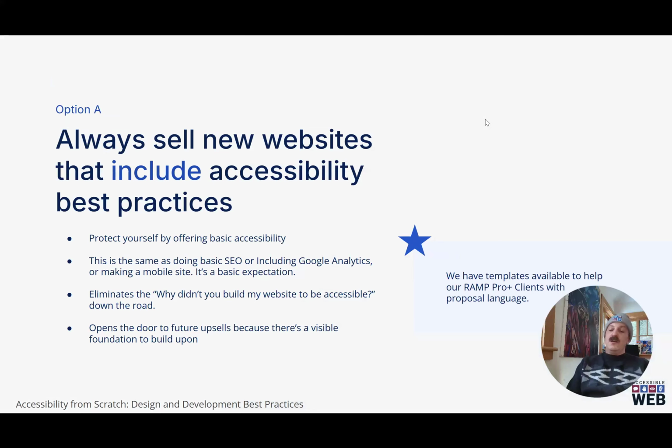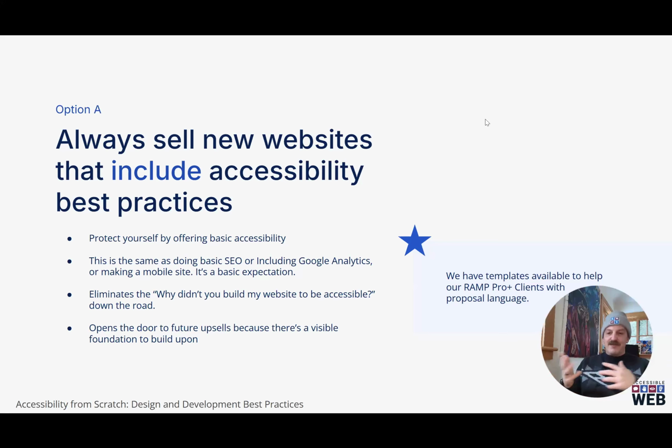All right, so there's two real options when you are quoting websites, when you are building a new website. This is how we approach it. And again, there's probably some other ways to approach it, but option A that I would definitely recommend is always build new websites from today on that include accessibility best practices. So this protects you as an agency. You need to stop producing websites that are not accessible, right? You're basically just putting something out into the world for your client that's non-compliant.